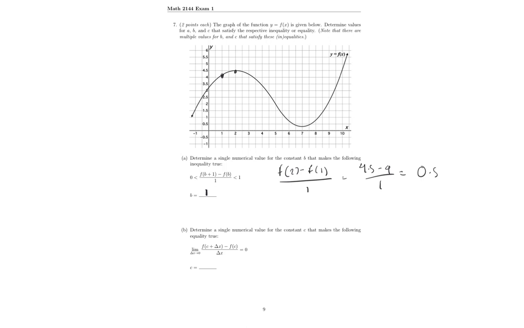Now on part B, it says determine a single numerical value for the constant c that makes the following inequality true. And so if we notice this limit, this is like the limit definition of a derivative, right? So it's basically wanting where the derivative or the slope of the tangent line is equal to 0. And if we come back up to this region that we were looking at before, if we look at point 2, the slope of the tangent line there is going to be 0. And so our c in this case can equal 2.